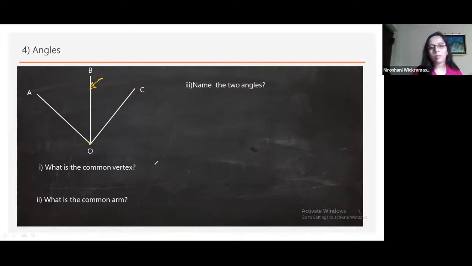Then what is the common vertex? O is the common vertex. Common arm is OB. Name the two angles: AOB and BOC. They are adjacent angles.